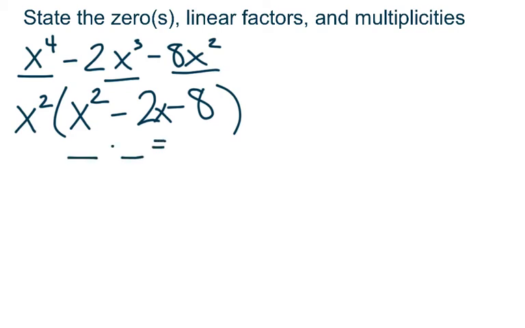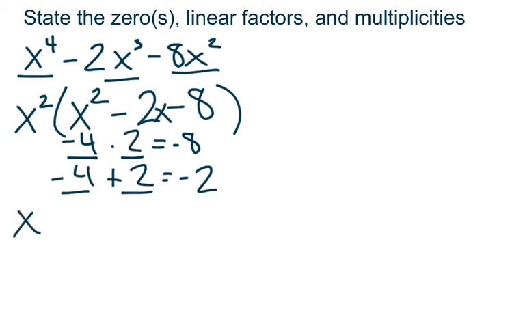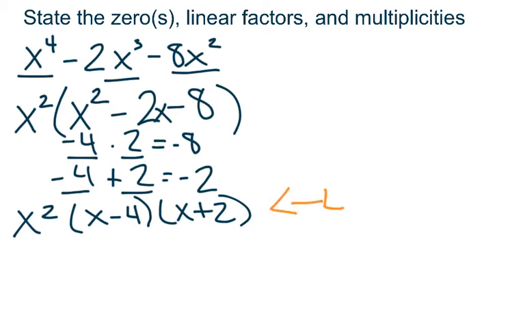All I need to do is find two numbers that multiply to give me negative 8 and add to give me negative 2. Those two numbers are negative 4 and positive 2. So it becomes x squared, x minus 4, x plus 2. These are my linear factors. So if I said write out the linear factors, that's what I would look for: an x squared, an x minus 4, and an x plus 2.